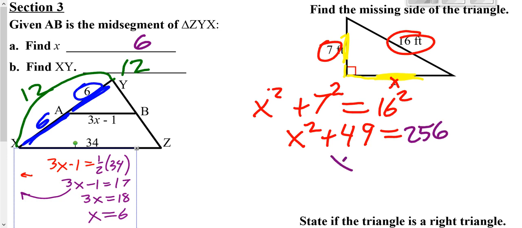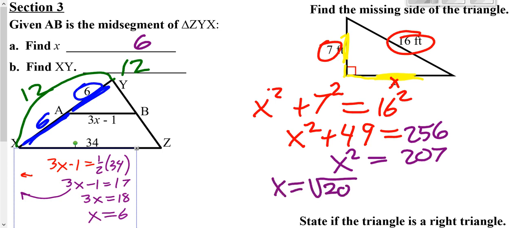So we subtract 49 from both sides, and we get 207. Now we need to go ahead and take the square root of both sides, and we get x to be the square root of 207. Well, at this point, we should go ahead and look for factors of 207 that are perfect squares.